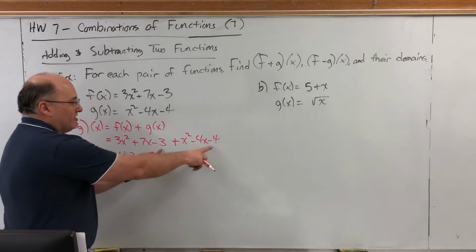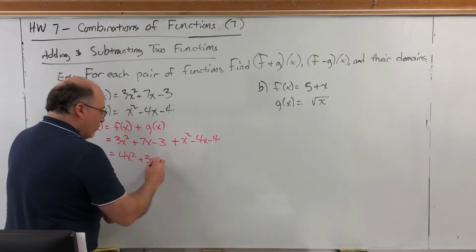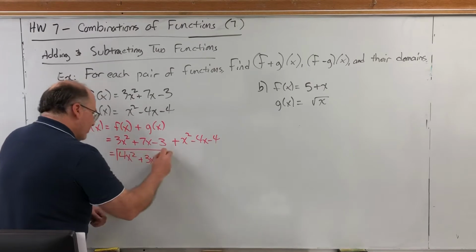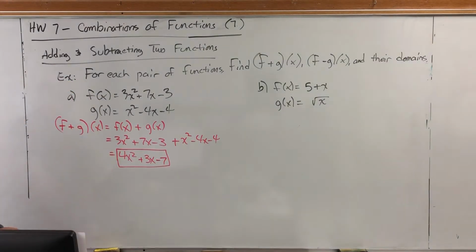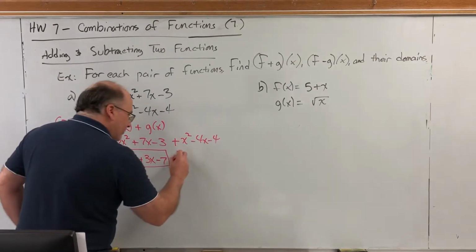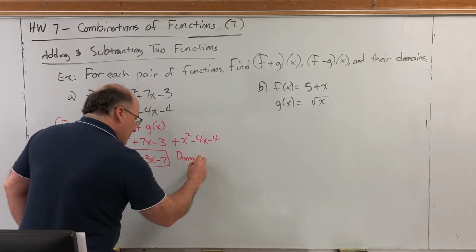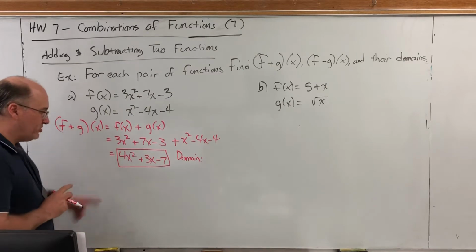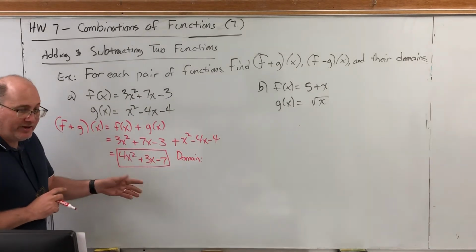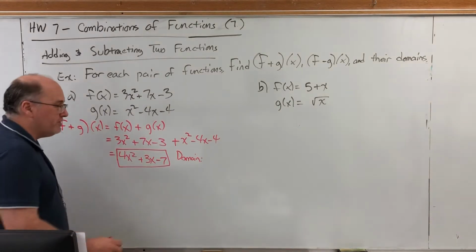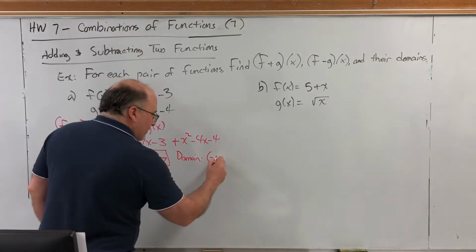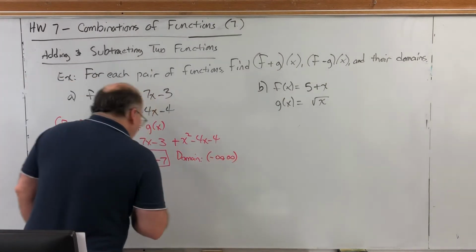And we have two constant terms. Negative 3 and negative 4 make negative 7. So there's our new function. We added the two functions and created a new one. Let's go ahead and find its domain. Wait a second, this is just a polynomial function. It has no domain issues, which means its domain is everything from negative infinity to infinity.